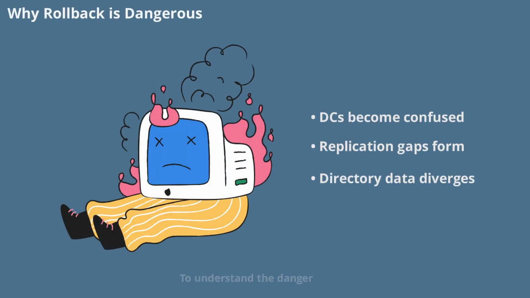To understand the danger, imagine DC1 remembers that DC2 had reached USN 5000. If DC2 is reverted to a snapshot and now shows USN 4500, DC1 is confused. It thinks all updates up to 5000 have already been processed, so it ignores any new changes from DC2. This creates gaps in replication and causes the directory data to diverge, leading to inconsistencies across the network.